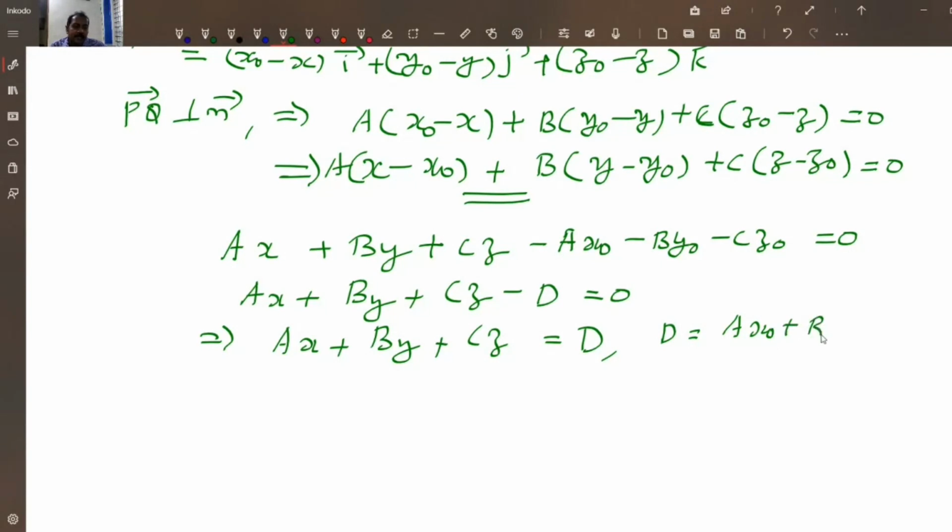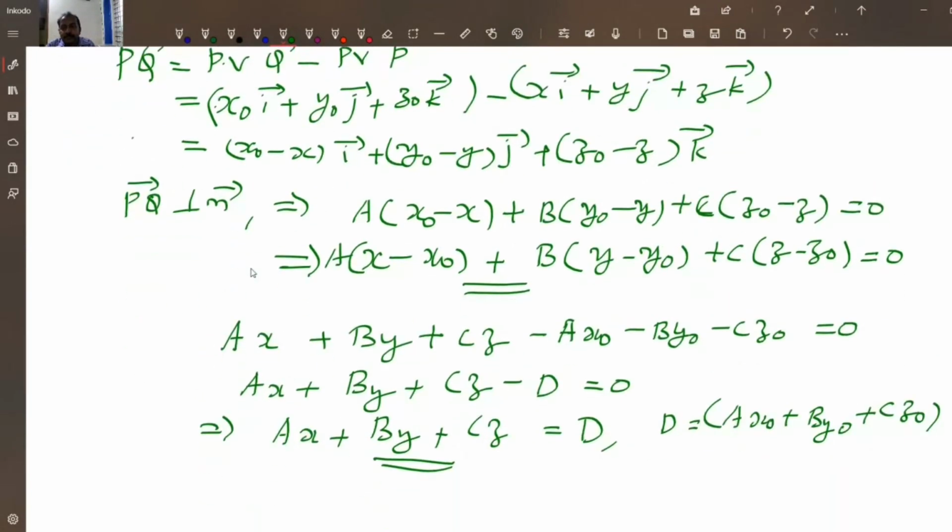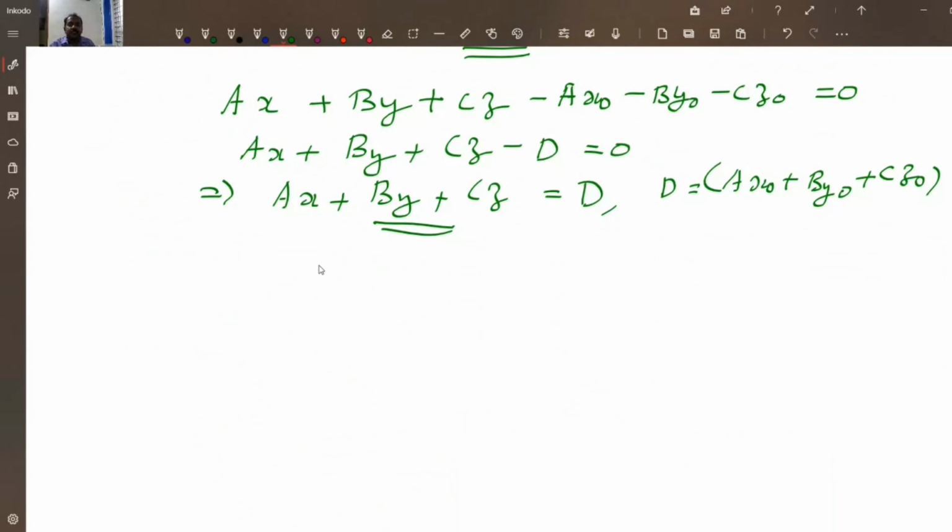plus by naught plus cz naught. So this is also the equation of the plane, simply in simplified form.